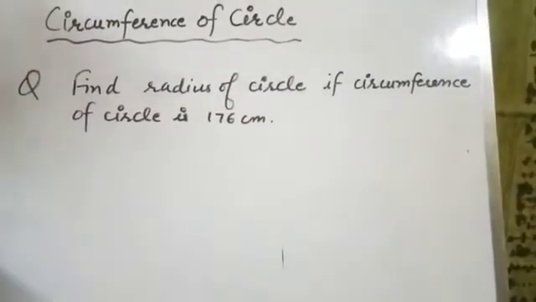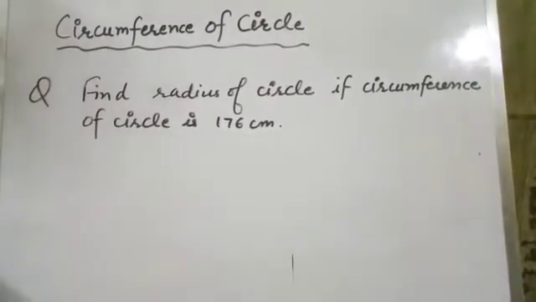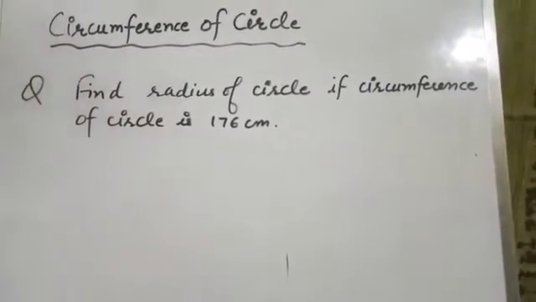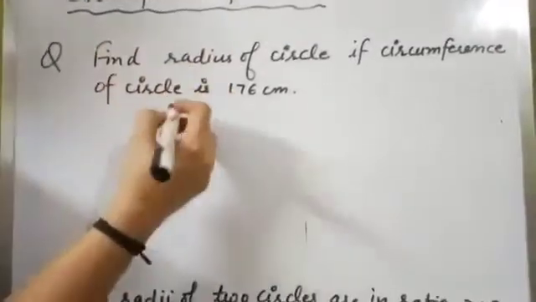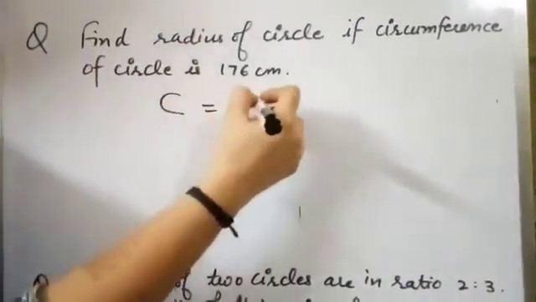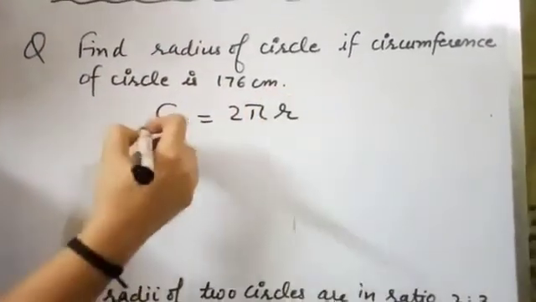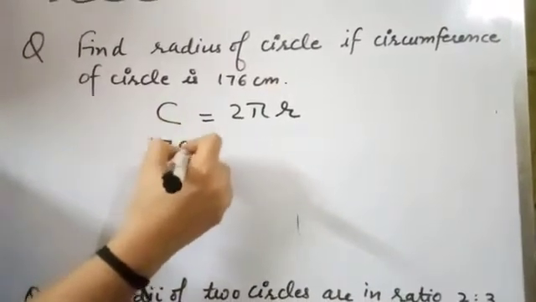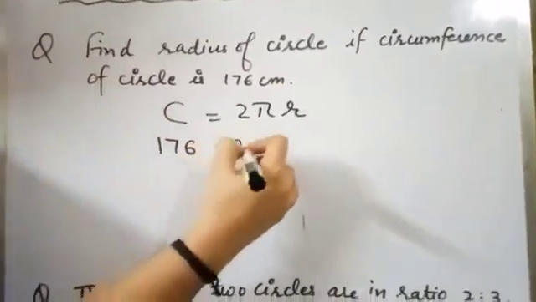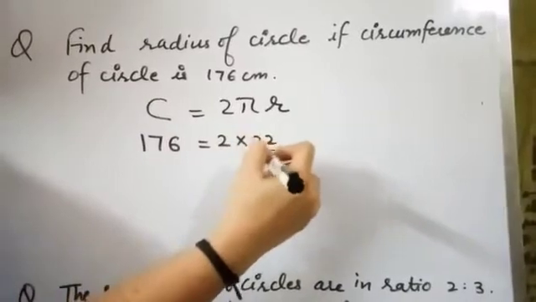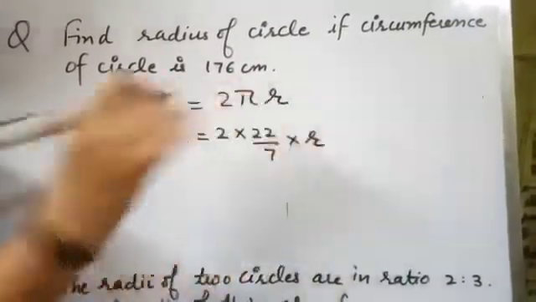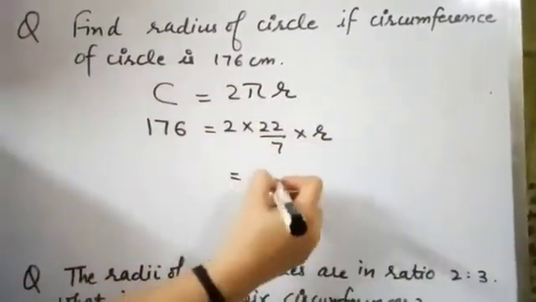Now the question: find the radius of the circle if the circumference of the circle is given as 176 centimeter. We all know the circumference is 2πr. What is given to us is the circumference, that is 176. The value of π is known to us, 22/7, and r is the only variable left in this question, so we can find the value of r.